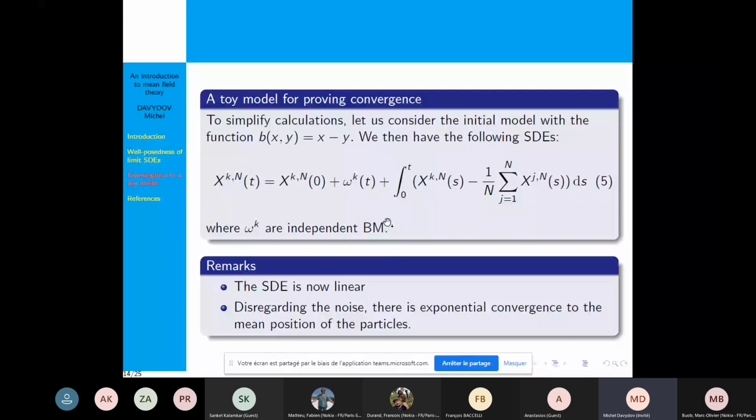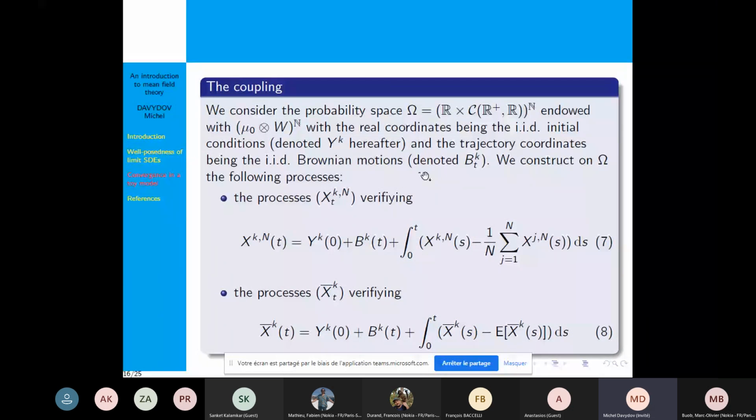So the idea is to do what's called a coupling. What is a coupling? It is basically to construct all the processes on the same probability space with the same randomness. So with coupling, we're linking the randomness in the two equations, so that the two equations will have the same inherent randomness. The probability space that we consider here is as follows. We endow it with a measure on the initial conditions and on the Brownian motion. The Wiener measure is basically the measure of the IID Brownian motions.